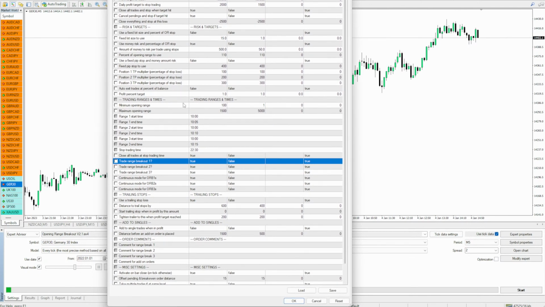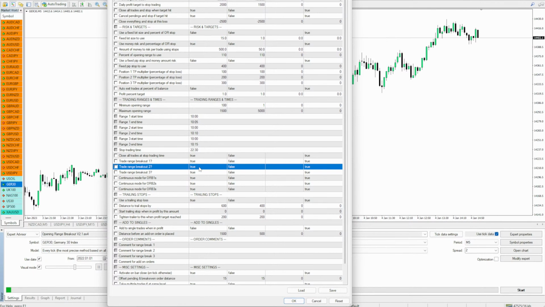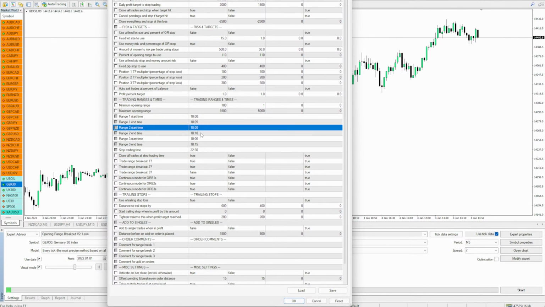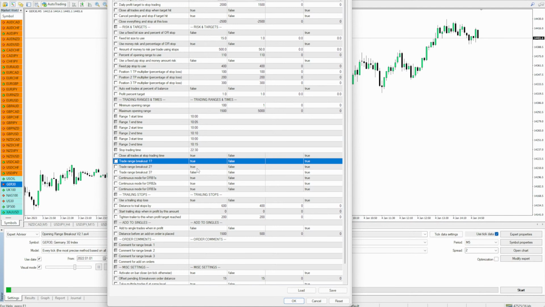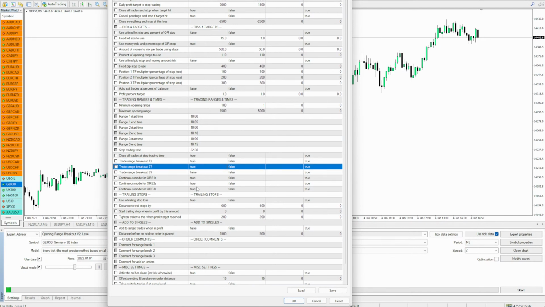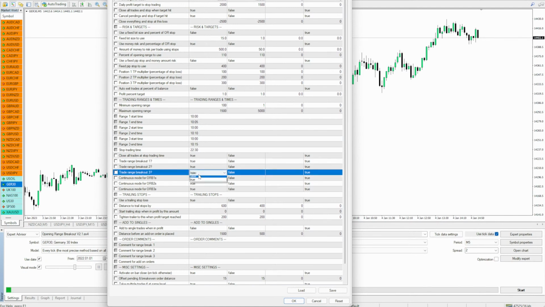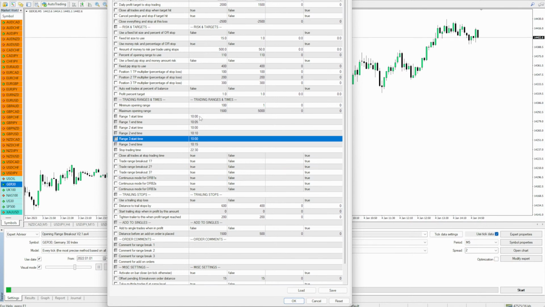These are the triggers for taking the opening ranges, fairly self-explanatory. Take range breakout 1, yes. Take range breakout 2, no. Take range breakout 3, no. The important thing to remember with this is they need to be done in order. So if you only want to use one opening range, you need to use breakout 1, that one. If you want to use 2, you use 1 and 2. Sorry, it's that one and that one. If you want to use 3, it doesn't matter, obviously, because you're using all of them. But there is only 3, but they need to be done in order.